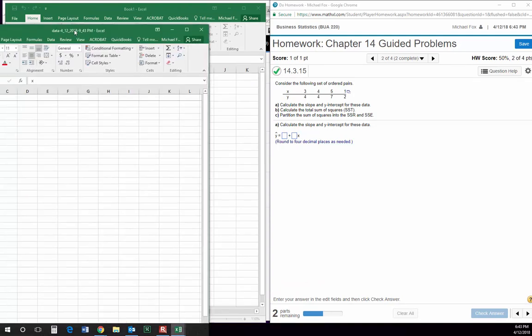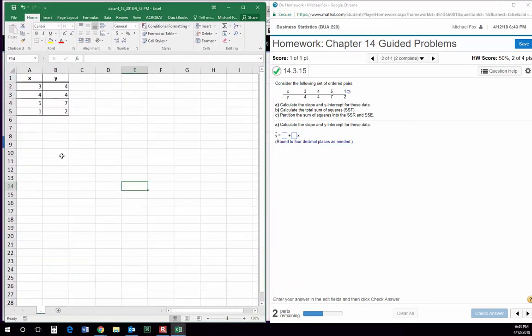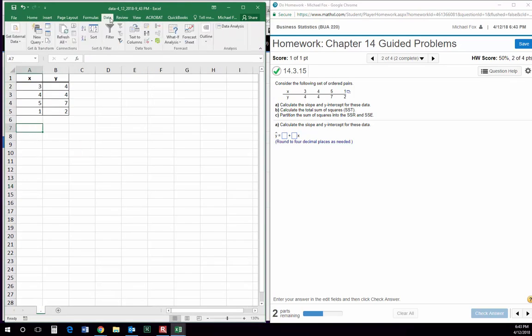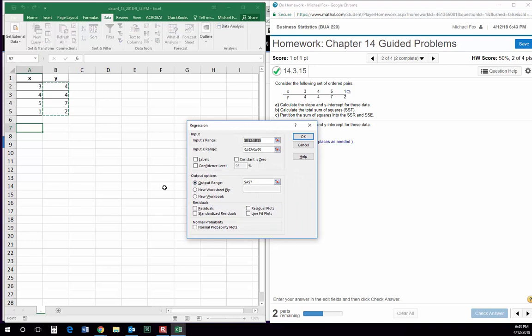Whoops, it didn't like that. So I have to drag it over again. Make it a little bigger so it's easier to see. And now we have to use a tool in Excel, the data tool. It's called data analysis. And we choose regression from the data analysis tool pack and hit OK.